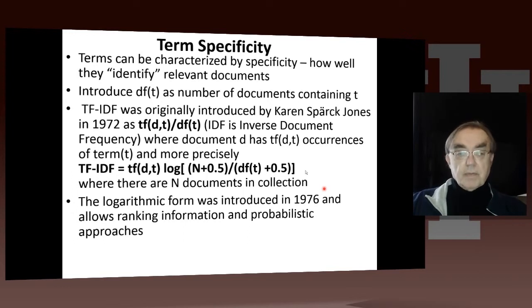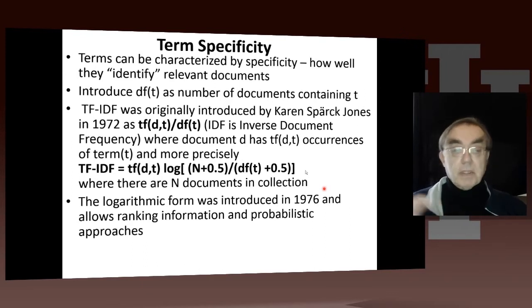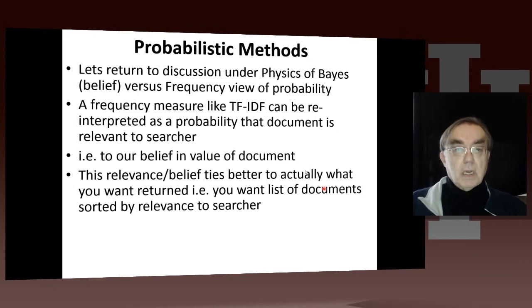And that logarithmic form was introduced in 1976, and actually even allows ranking and also probabilistic approaches, which are related ideas, because ranking and probability are all roughly the same idea: probability in the Bayesian interpretation is relevance, and ranking is relevance. So this is a basic information retrieval idea, which is used very clearly in web search in an obvious fashion. So here we come now to just the final slide on probabilistic methods.